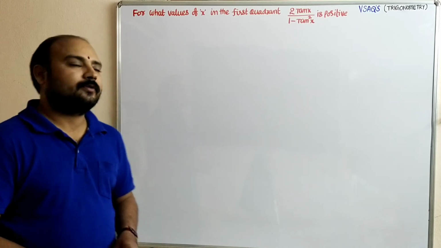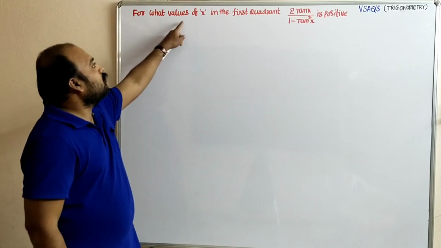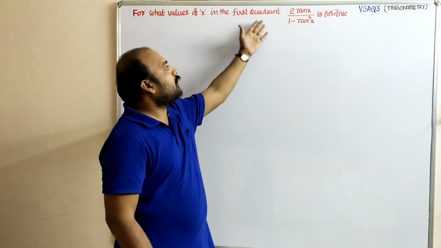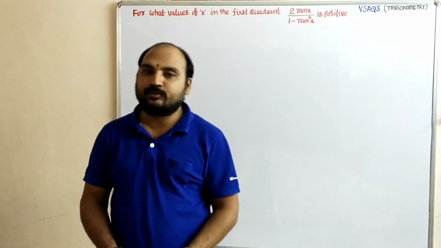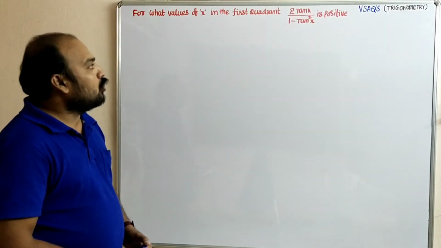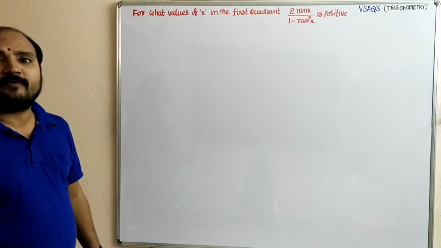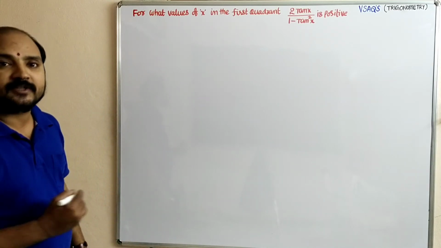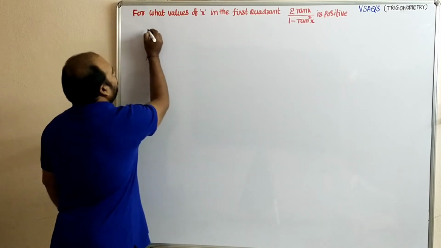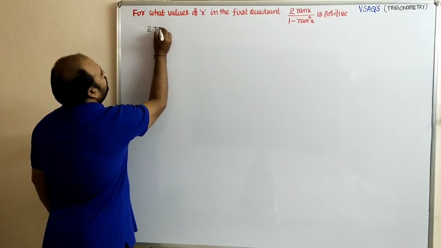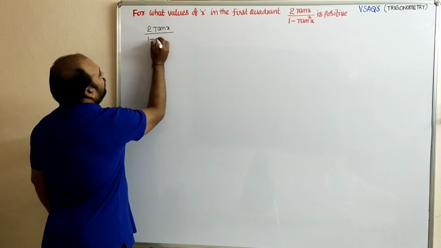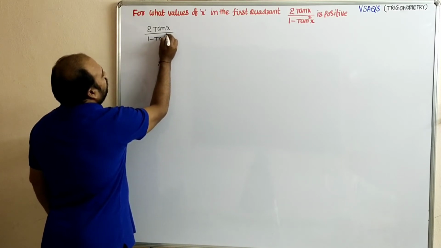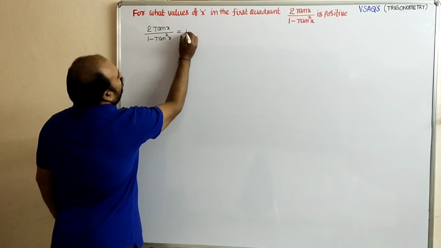The next question. For what values of x in the first quadrant is 2 tan x by 1 minus tan square x positive? 2 tan x by 1 minus tan square x is the formula for what? Tan 2x. First we write it: 2 tan x divided by 1 minus tan square x, which is equal to tan 2x.